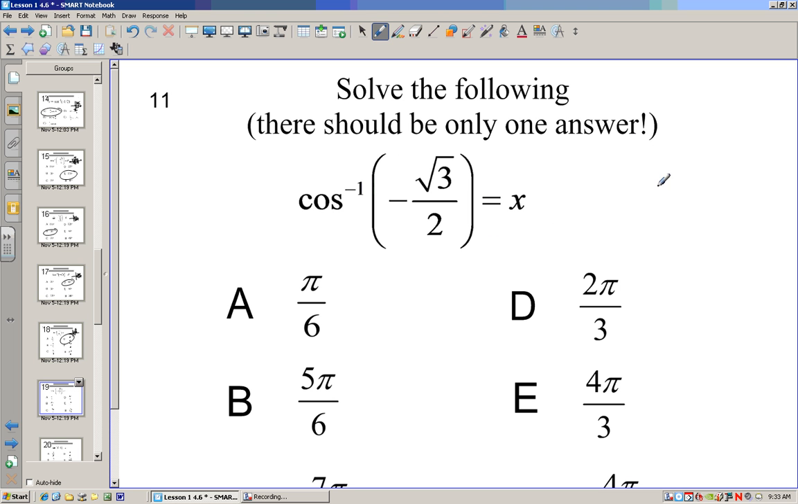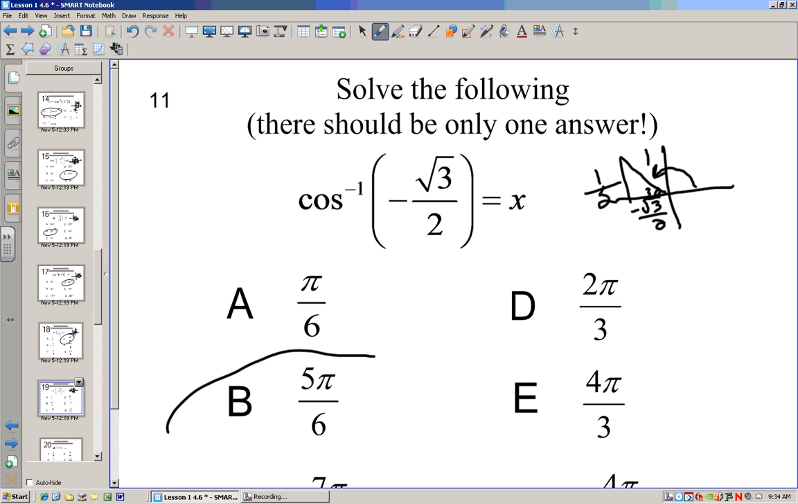Inverse cosine of negative root 3 over 2. Cosine is in quadrants 1 and 2. It's going to be negative up here, negative root 3 over 2 over 1. That means this side would be 1/2, and this angle would be 30. So that angle there in radians is going to be 5 pi over 6.